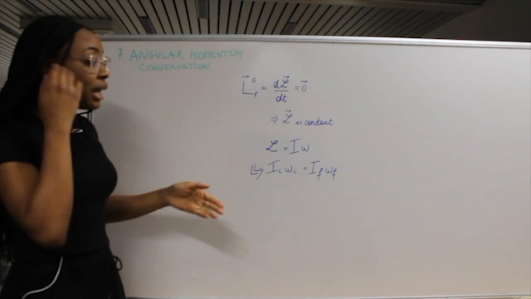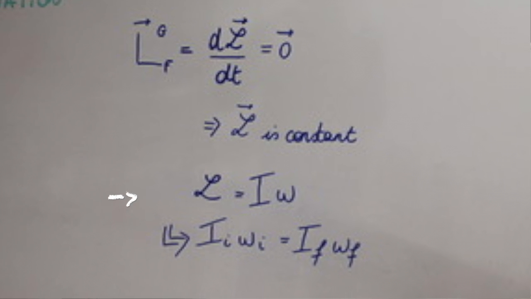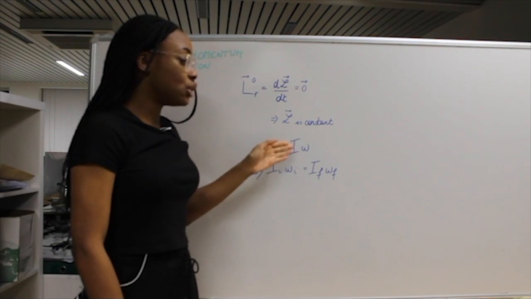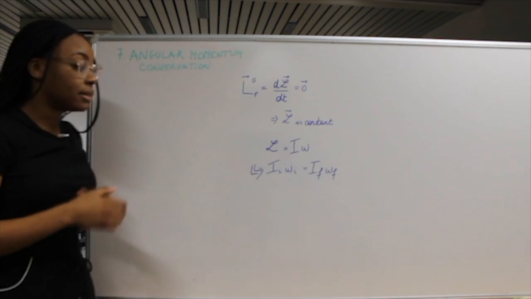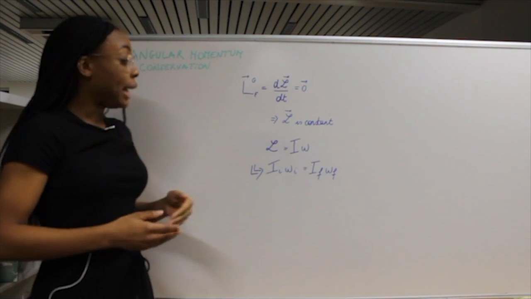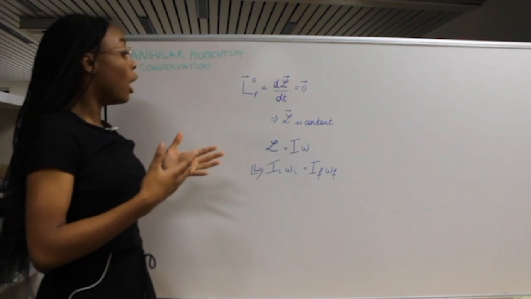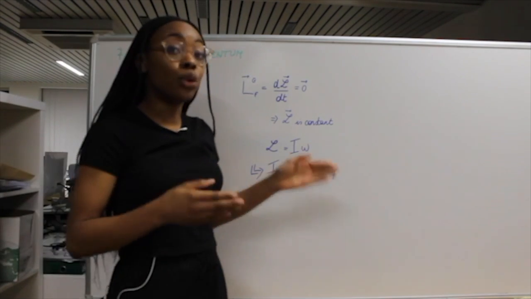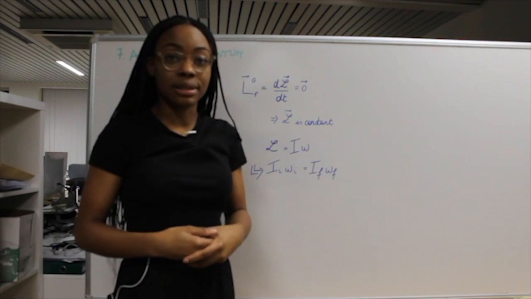Now, what does that imply? If we look at the magnitude of the angular momentum, we know that it equals the moment of inertia times the angular velocity. So the moment of inertia times the angular velocity is also going to be constant. What about a system? If there's a change in moment of inertia or angular velocity, this change will have to be compensated in order for the total angular momentum of the system to remain constant.